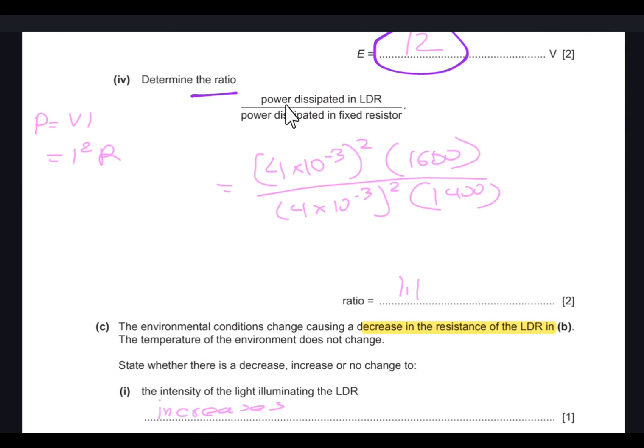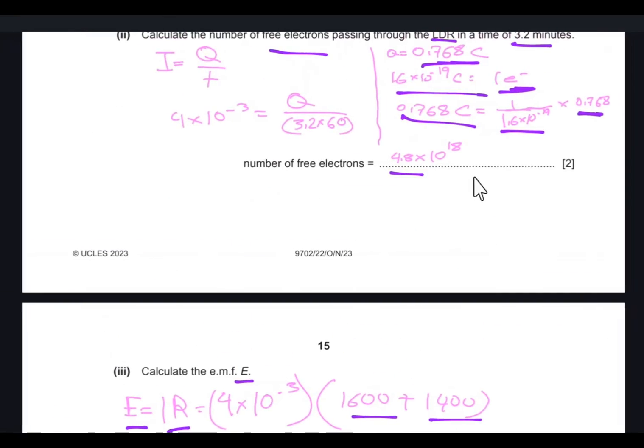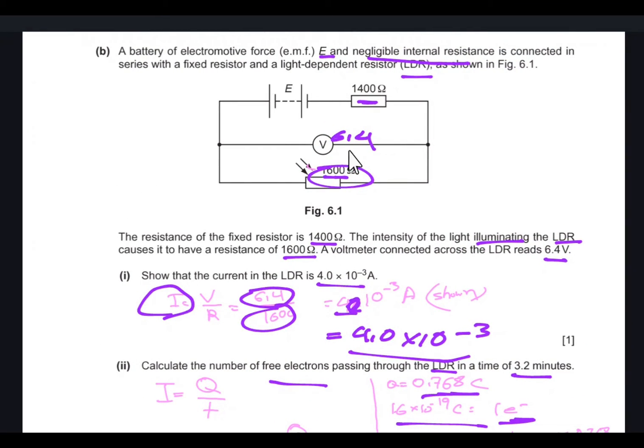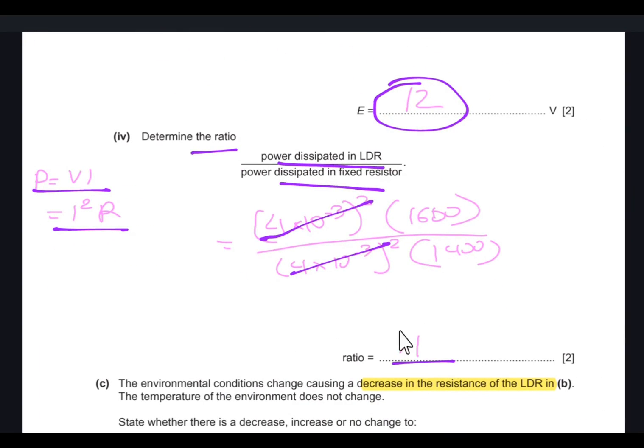Then determine the ratio of power dissipated in the LDR and the power dissipated in the fixed resistor. We know that power is equal to VI, or power is equal to I squared R. We know the value of current, 4.0 into 10 to the power negative 3. So I squared will cancel out, and the ratio becomes 1600 by 1400, since the resistance of the LDR is 1600 and the resistance of the resistor is 1400. So the ratio value comes to 1.1, correct to two significant figures.